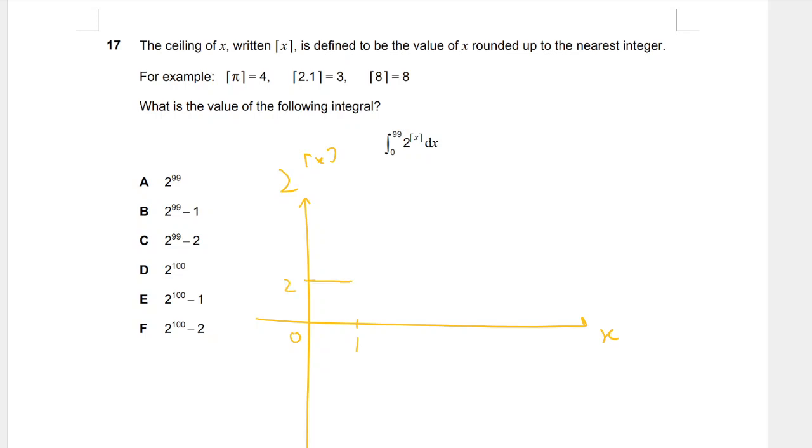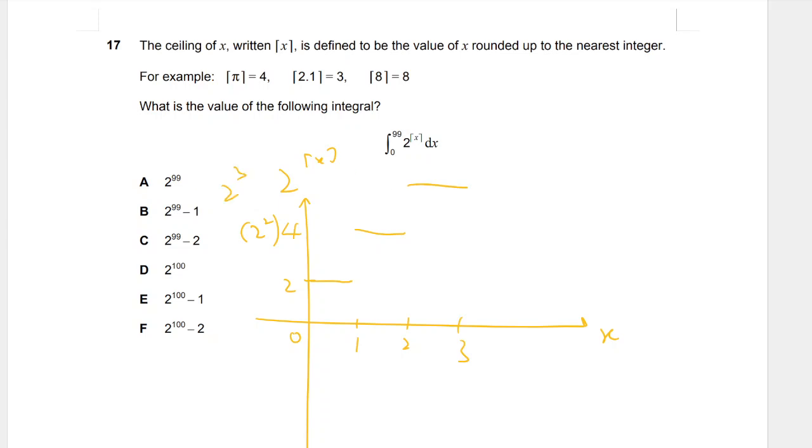How about between 1 and 2? The ceiling of any number between 1 and 2 is 2, so 2 squared is 4. So my function is here, 4, or let's say 2 squared, because later on it's more convenient to use 2 squared. And so on, you get the idea. When it's between 2 and 3, then you have 2 cubed, of course.